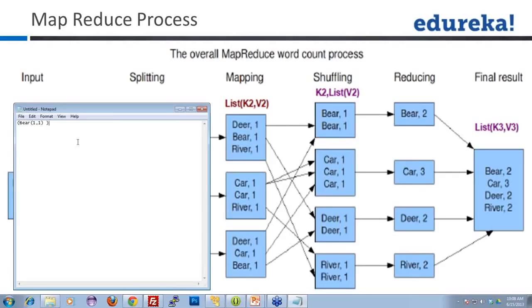Now Sachi is asking me a good question: how will you write for car? So for car, I'll write like this. Is that clear now, everyone? For deer it will be the same as deer. So any number of values can be written.